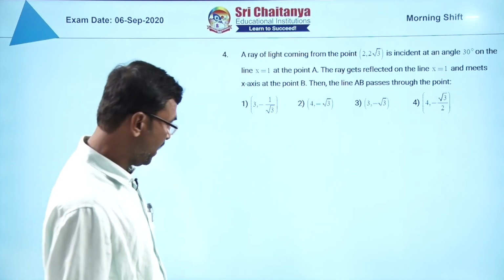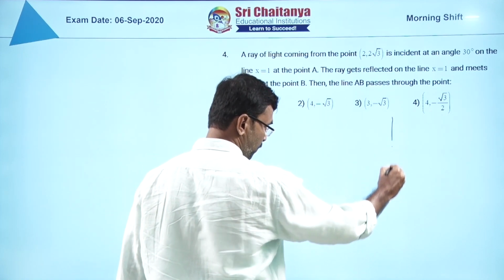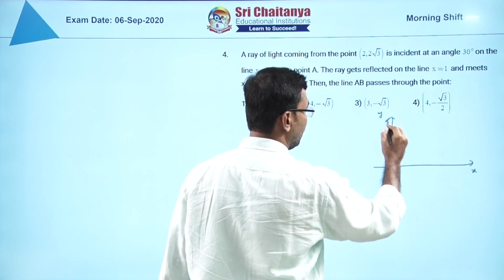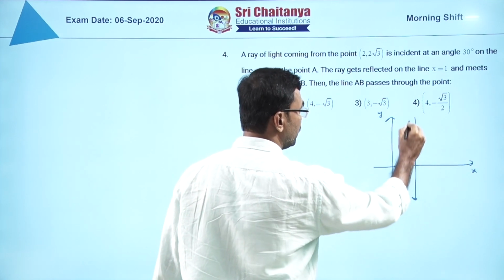For this I am drawing the diagram first. This is the x axis, this is the y axis. I am taking this as the x is equal to 1 line.